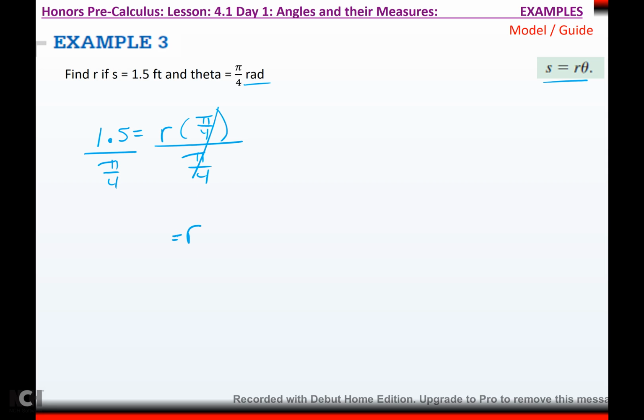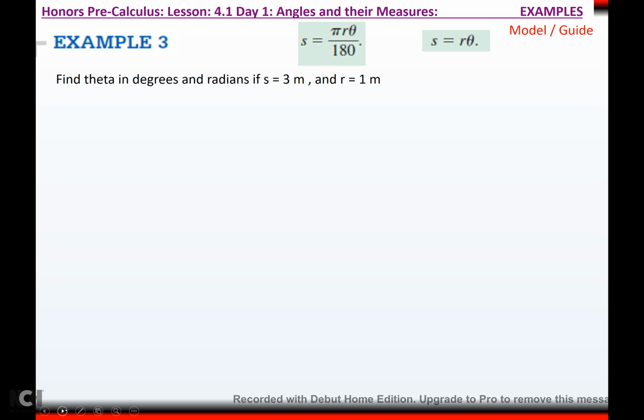So what I'm going to do is divide by pi over 4 to get r alone. And r would equal keep, change, flip. I'd have 1.5 times 4 divided by pi, and the radius would be about 1.91 feet.